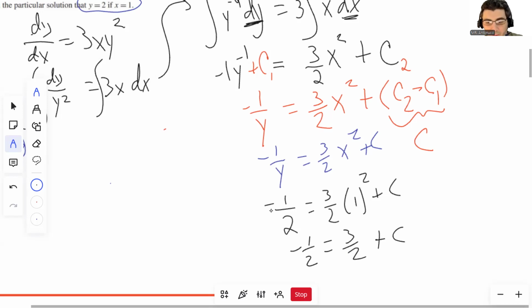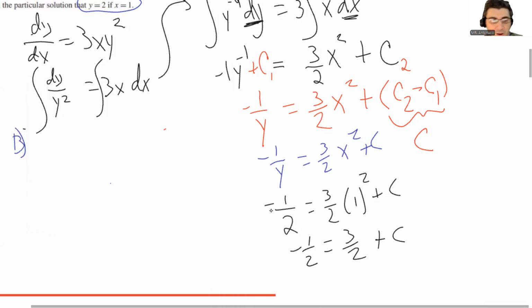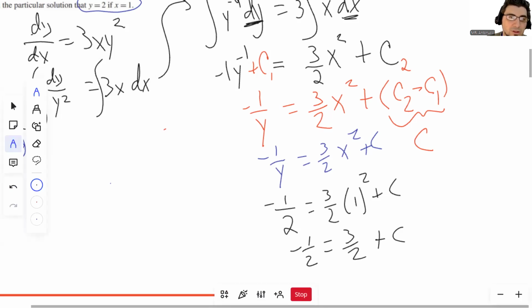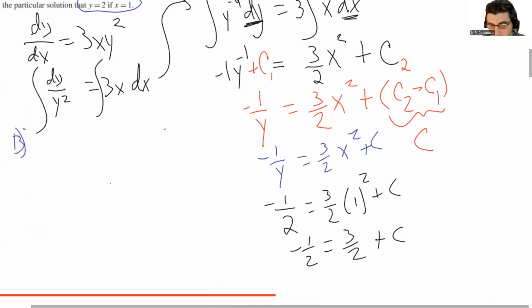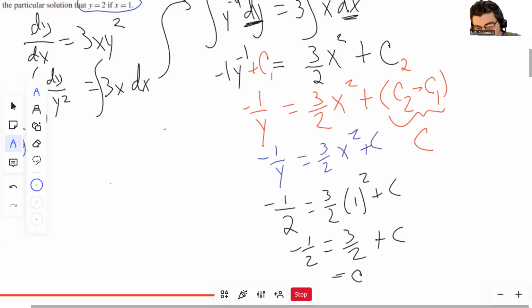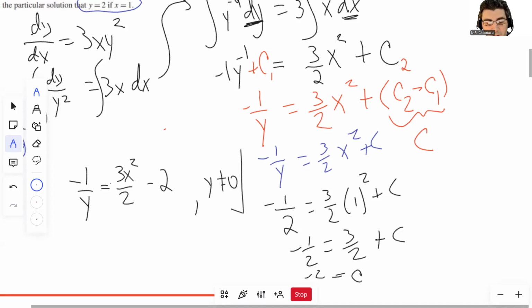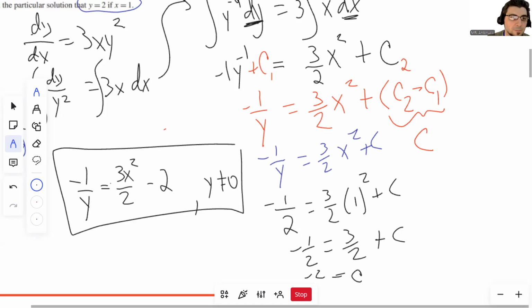And if I subtract the 3 halves to the other side, it would give me negative 4 halves, which is the same as negative 2. So C equals negative 2. And then I can write my particular solution. Negative 1 over y equals 3x squared over 2 minus 2, where y is not equal to 0. Let me just specify that restriction right there.